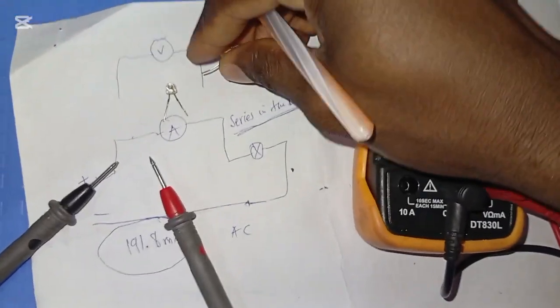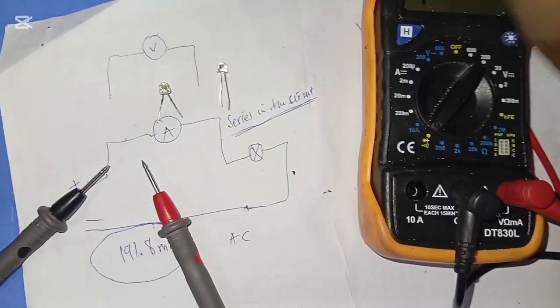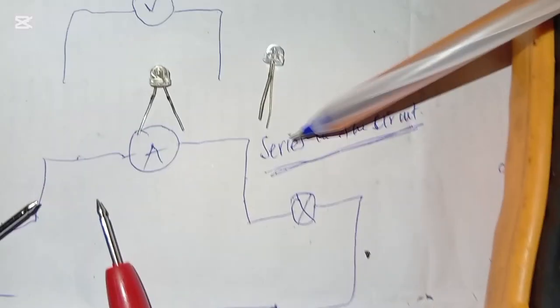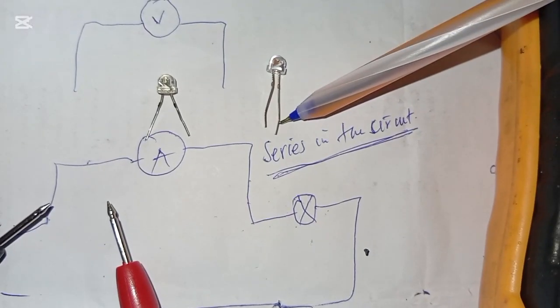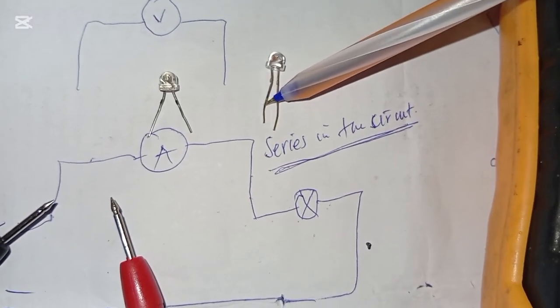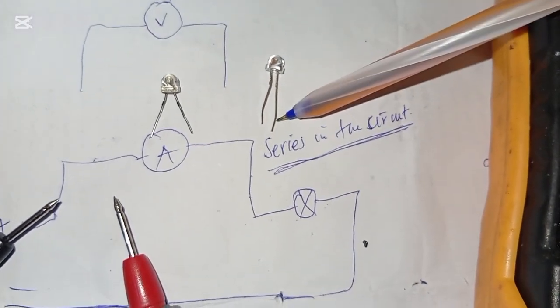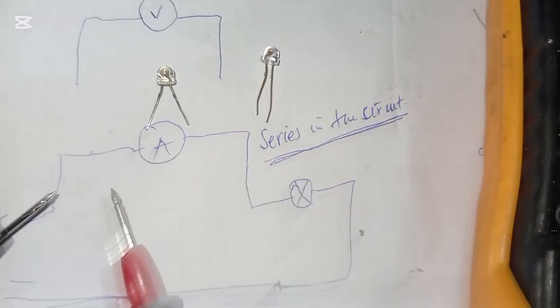In the case of an LED, this one here, we have the long pin and the short pin. The long pin is normally the anode. The short pin is normally the cathode. So the long pin is the positive and the short pin is the negative.